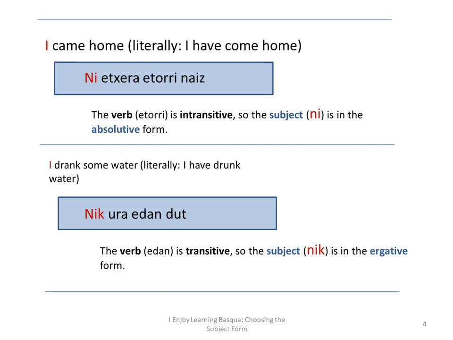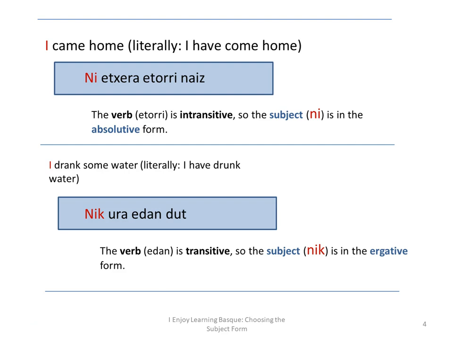As I am using the verb etorri, which is an intransitive verb, the subject is ni, in the form NOR, an absolutive form.